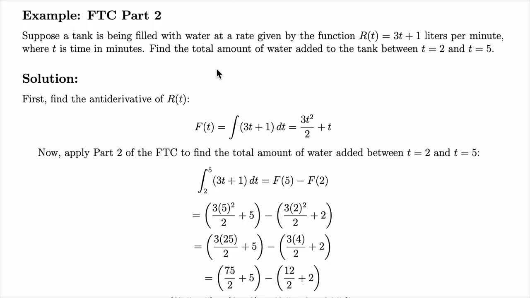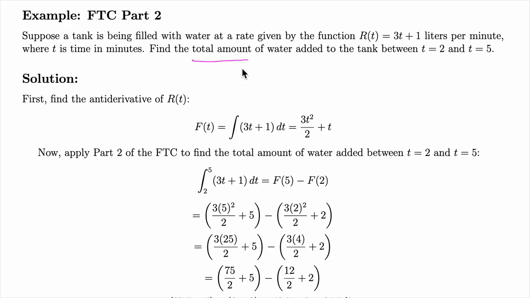So first thing we want to do is note that it says find the total amount. This is tipping me off that this is an accumulation problem, and that's how I know that I want to use FTC Part 2 in this case. And just as a quick refresher, FTC Part 2 is what tells us that we don't have to use Riemann sums to find the area under the curve. Instead, we can use the antiderivative.